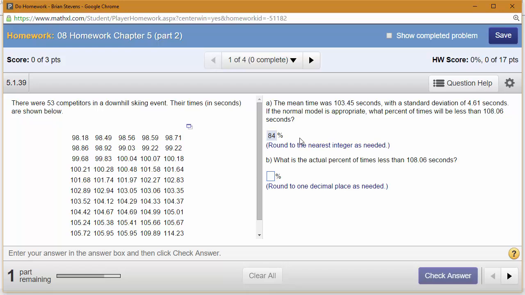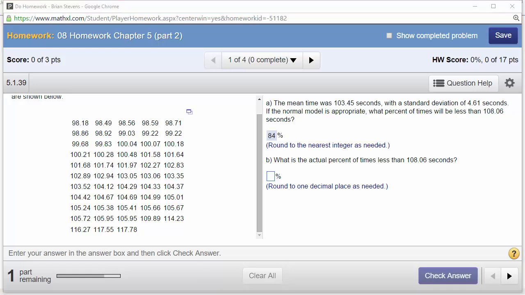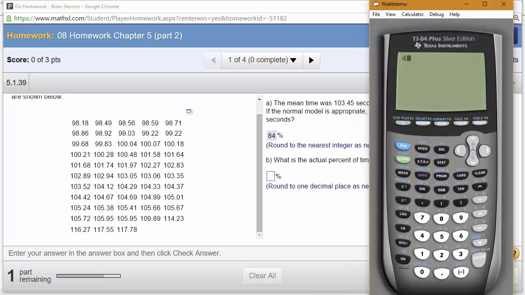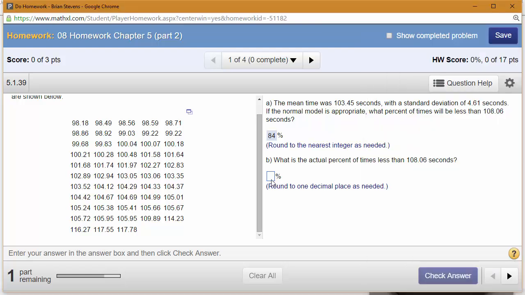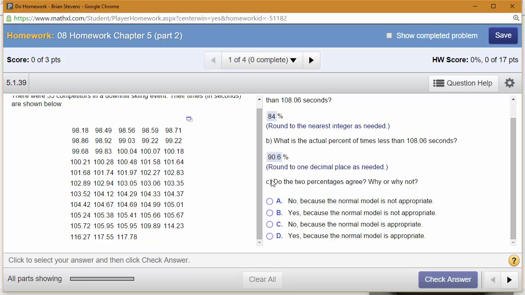Now we have to look at the actual data, because this is theoretical according to the empirical rule, what we should expect if the normal model is appropriate. What are the actual percent of times less than 108.06? Going here to where it would be, we see 5 times are above it. 1, 2, 3, 4, 5, because it would be right in here. We have 53 total times, so let's take 48 divided by 53. That's because if there are 5 times above, there would be 48 times below. So this is the actual 90.6. There is actually 90.6% of the observations below.